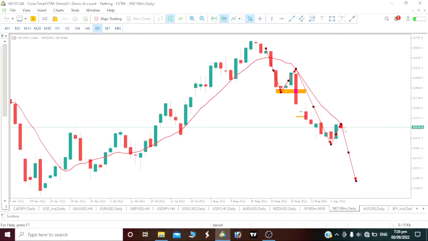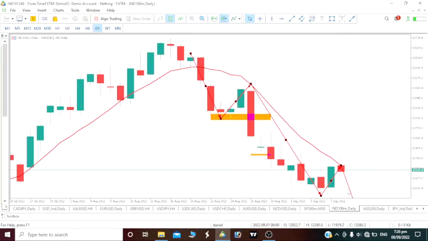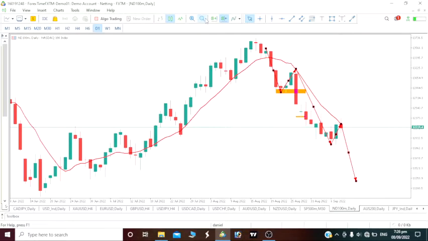See this red candle, and I can be very sure that the next day, which is on the 9th, we will also open and close bearish. So for those who are day traders or whatever, if you want to trade this, look for a way to short this. We will very much likely close bearish on the 9th of September.